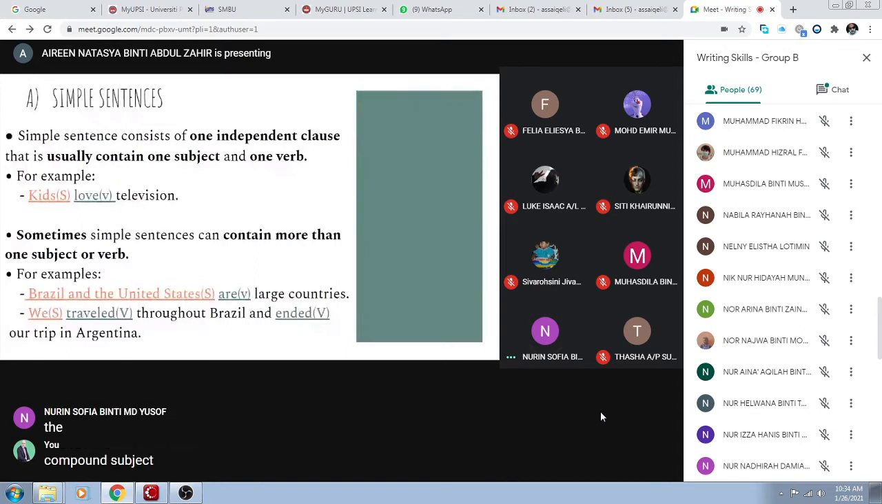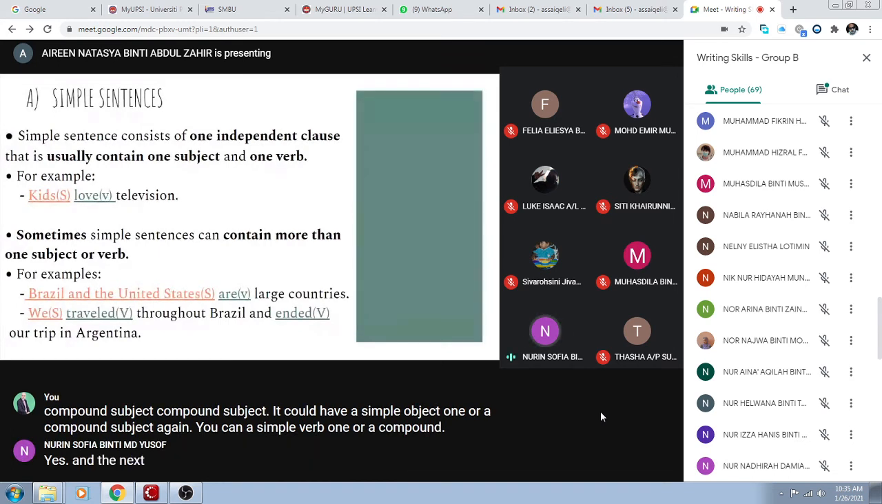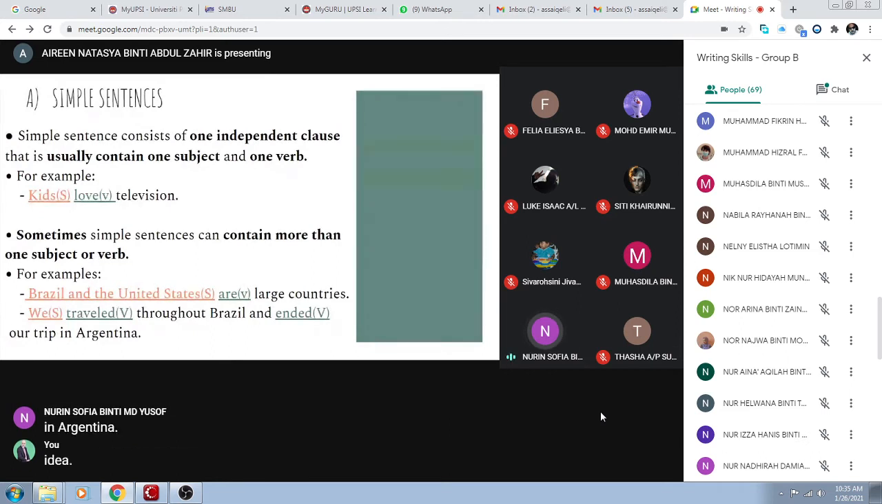Compound subject. You could have a simple subject, one, or a compound subject, and you can have a simple verb, one verb, or a compound verb. But the sentence is still simple. Simple in the sense that it has only one idea. And the next example is, we traveled throughout Brazil and ended our trip in Argentina.